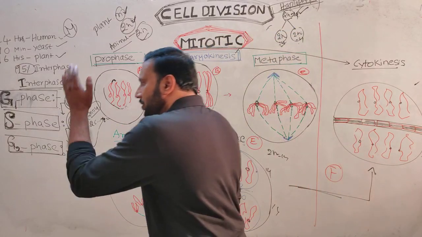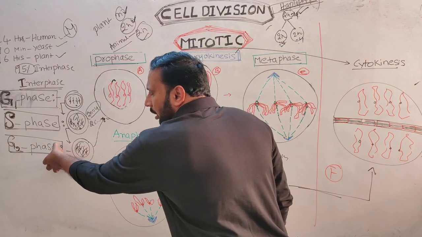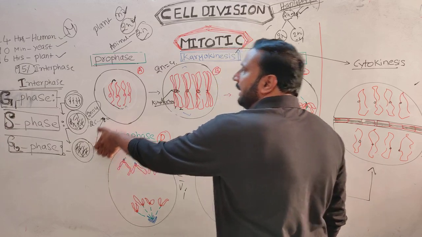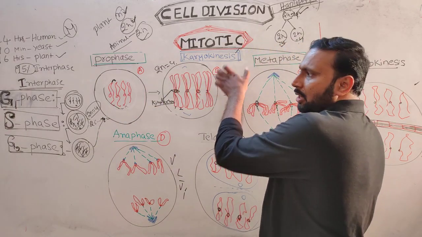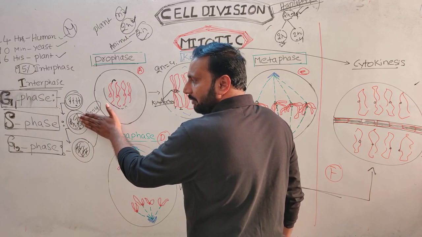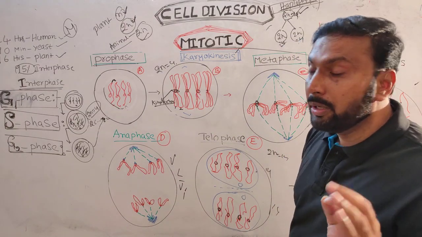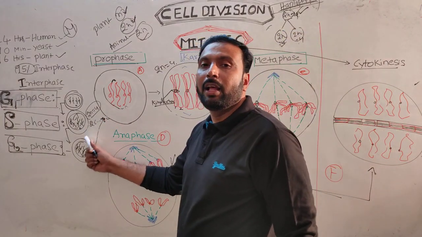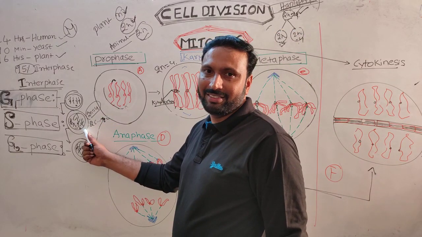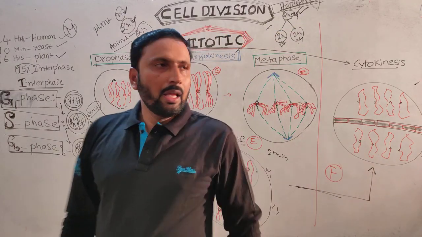Okay. Then G2. In G2, again protein synthesis and RNA synthesis take place, which is required for mitotic division. So G1, then S, then G2. The main thing is the S phase, where DNA replication takes place. And one more important point: if it is an animal cell, centriole duplication also takes place in the S subphase. Okay. Then I'm going to the mitotic phase.